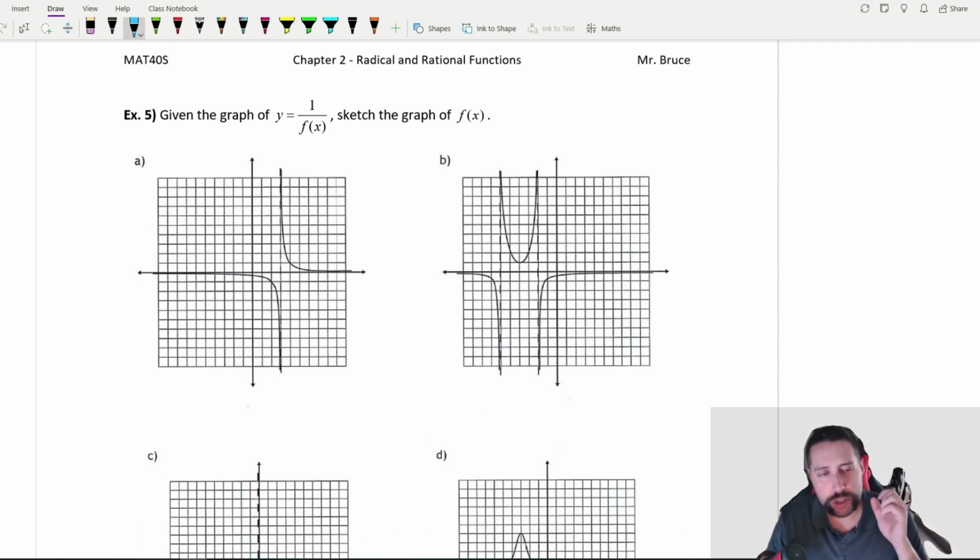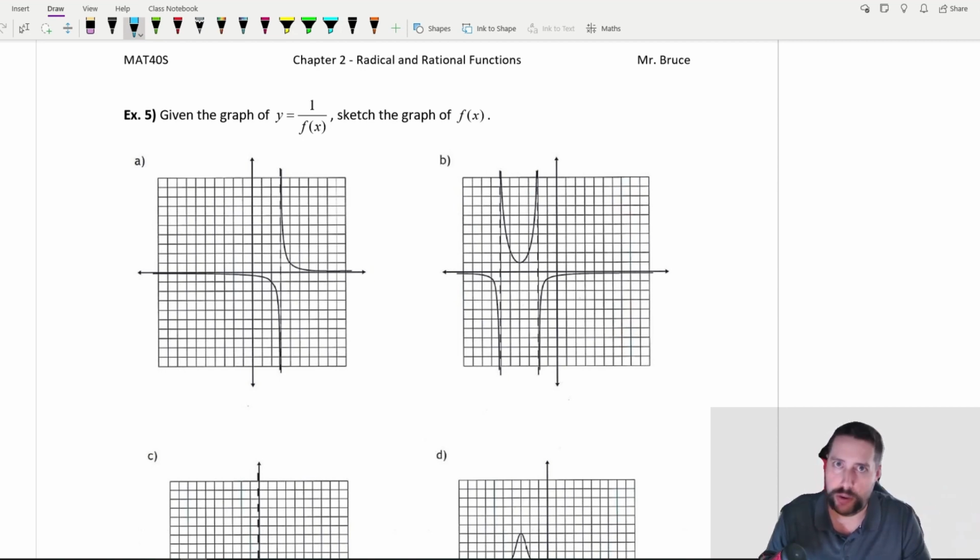So what we are trying to do is figure out what the original graph used to look like given the reciprocal graph. It's kind of like we've learned how to graph reciprocal functions given the original. Now let's work backwards. It's kind of like we just learned how to multiply. Now let's learn how to divide.